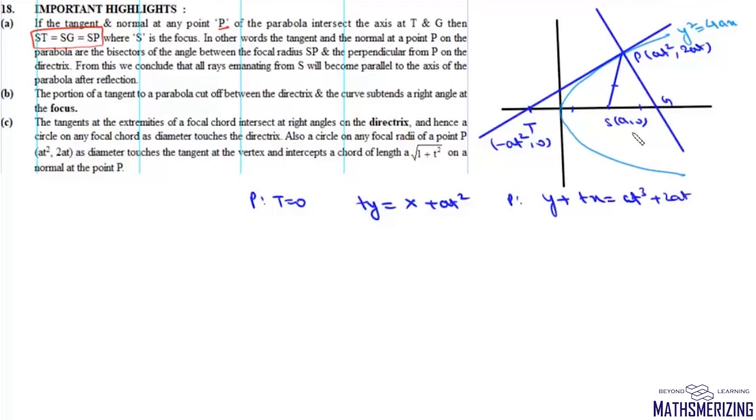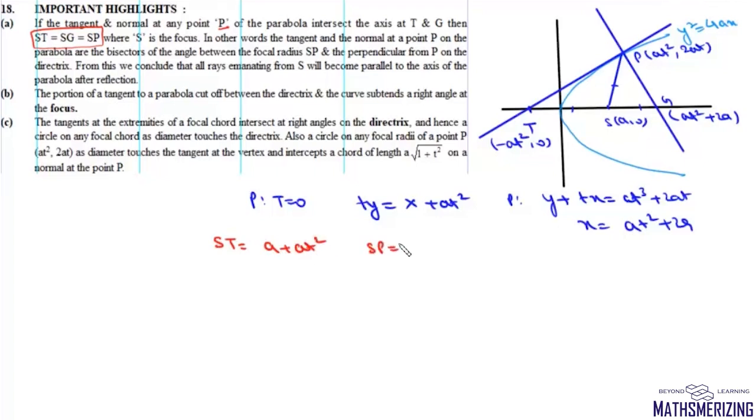Now again for x-axis, we'll put y as 0. We'll get x as at square plus 2a. So coordinate of this point G will be at square plus 2a. Now we'll write this distance ST. So this distance ST is a plus at square.